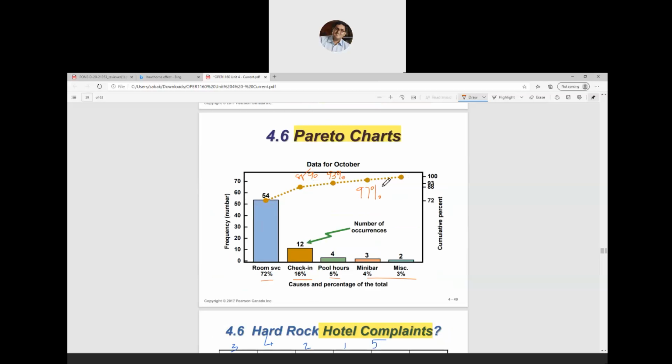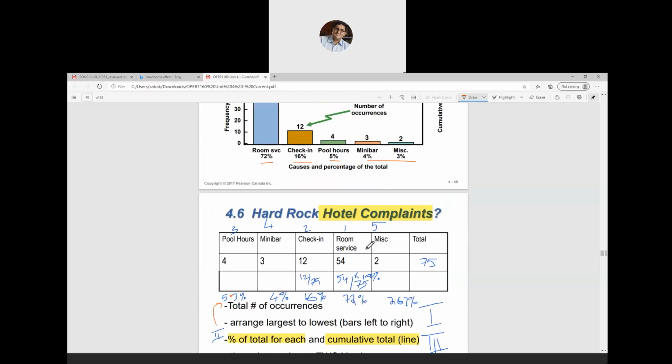The next point is 93 plus 4, which is 97 percentage. And finally you add up to 100 percentage. So this is how this graph is referred to as a Pareto chart. For the exam, you will be asked to make a Pareto chart.